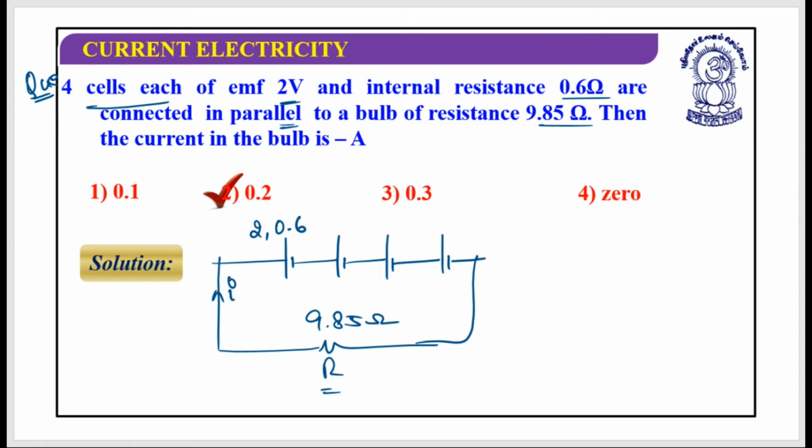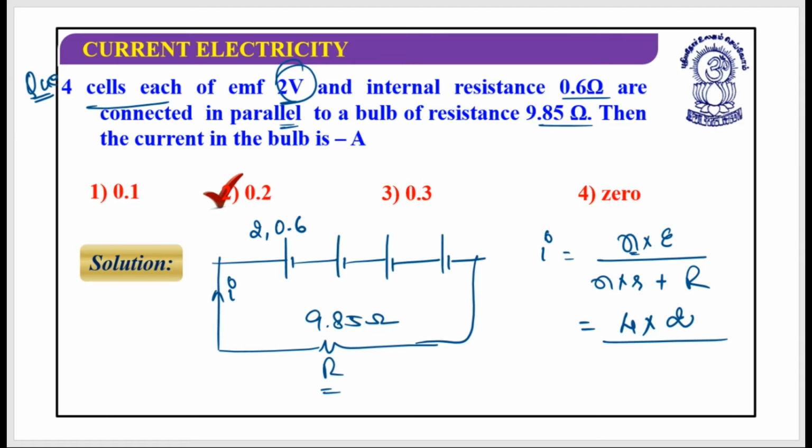So what can we do? It's I equals N into E divided by N into R plus external resistance. Total number of cells, how many? Four cells are required. Each cell is of 2 volt, divided by internal resistance of 0.6. So this is 4 into 0.6 plus 9.85. So this is equal to 4 into 2, 8, divided by 4 into 0.6.